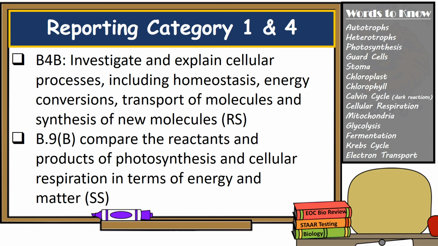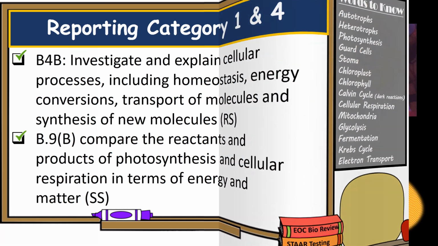Okay, now that we've gone over cellular processes such as photosynthesis and cellular respiration, you should be familiar with the following assessment standards from reporting category 1 and 4.